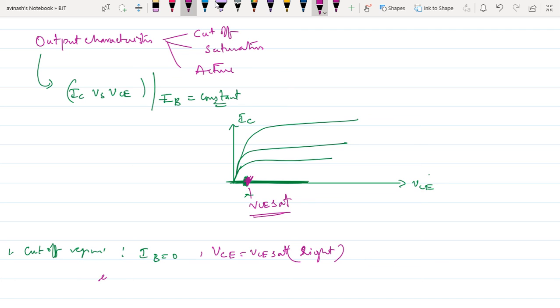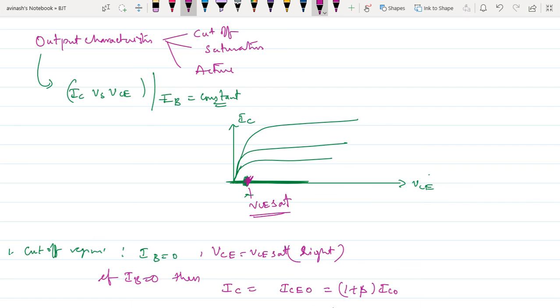That implies if IB is equal to 0, then what is the collector current equation? We remember that point. IC is equal to ICEO. This is the collector current when the base is open circuited. ICEO is equal to, you remember that formula, (1 plus beta) into ICBO. So that was for the cutoff region.